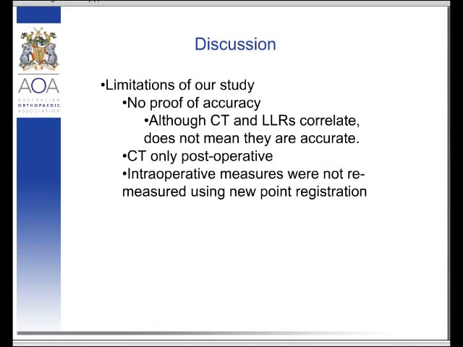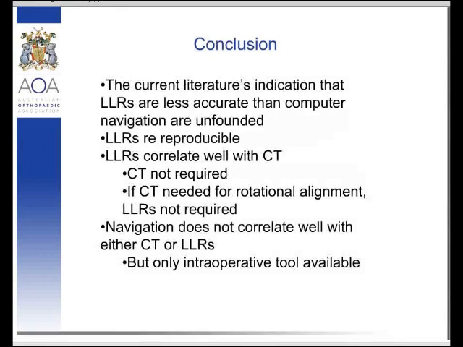So in conclusion, we believe the current literature's indication that long-leg radiographs are less accurate than computer navigation is unfounded. We think long-leg radiographs are reproducible, especially when standardized, and they correlate well with CT. Hence, if you're performing CT, there's no point doubling up with a long leg and vice versa. Navigation doesn't correlate well with the others, but is still the only intraoperative tool we have to measure alignment during the operation.